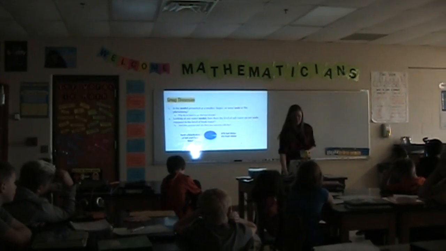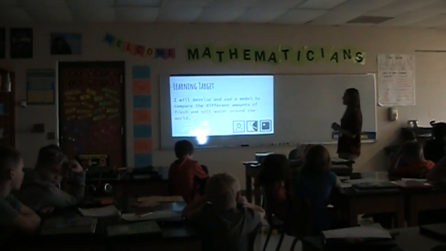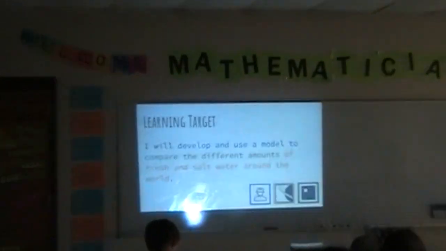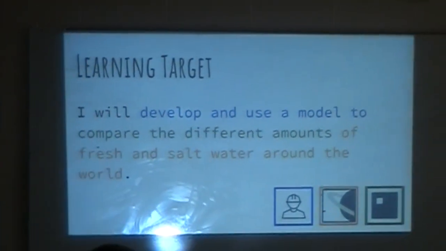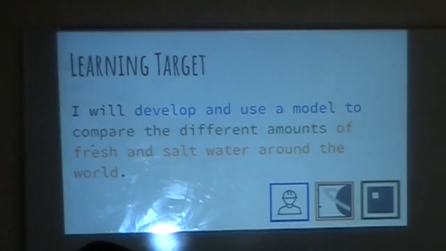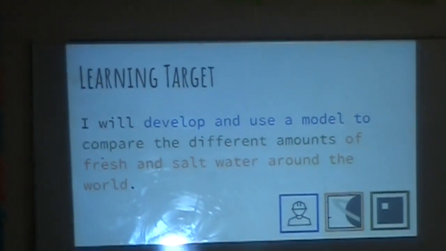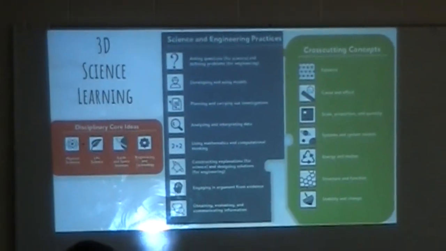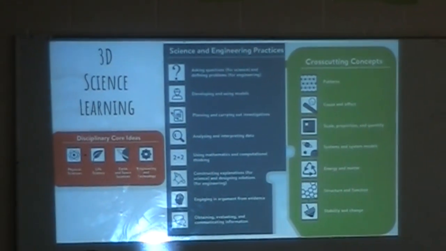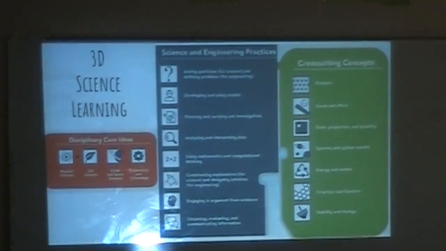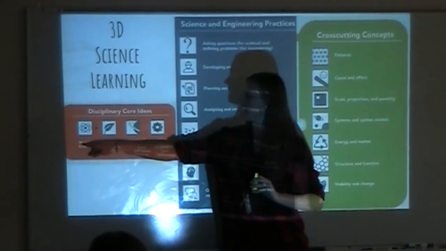Okay. Last thing for today. Coming back to our learning target for today. We wanted to be able to take all of Earth's water, 100% of it, and create a scale model to compare the different amounts of fresh water and salt water in the world. Coming back to this, the last task I'm going to have you do with your group. I'm going to give you 3 sticky notes. You're going to pick which of these disciplinary core ideas you think we were learning about.